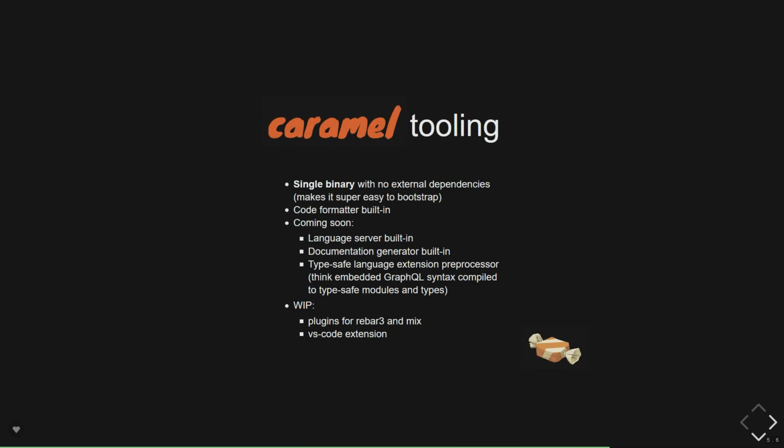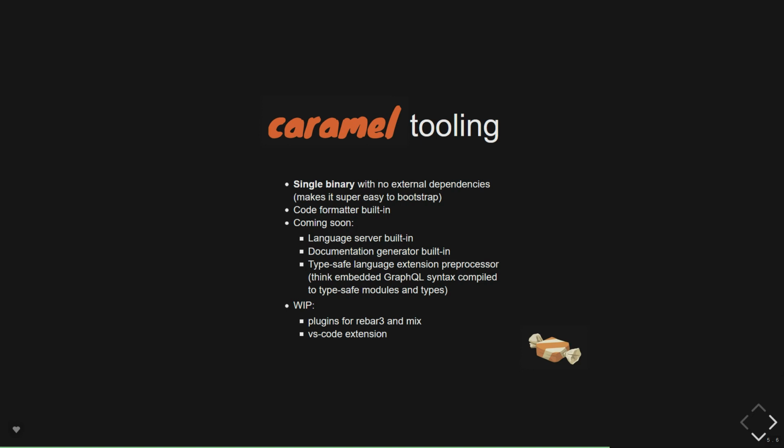So when it comes to tooling, and I think this is really important, Caramel is right now being distributed as a single binary. It has no external dependencies. This makes it really easy to bootstrap your machine or your project with it. You just download the Caramel binary. You have everything you will ever need right there. Some tools that we're including right now are the code formatter, so you don't have to bother talking to your colleagues about how you want to format it. That's built in. You compile with Caramel compile. You format your code with Caramel FMT.